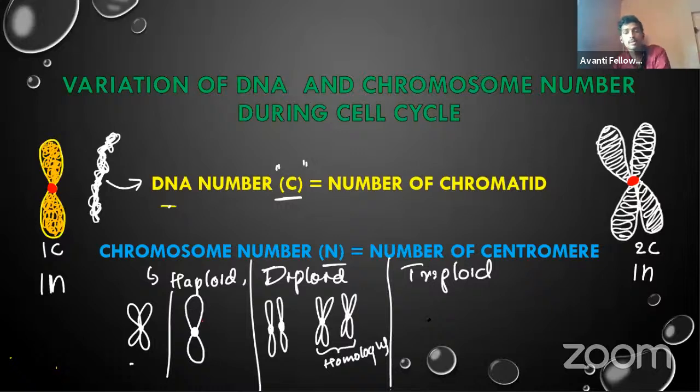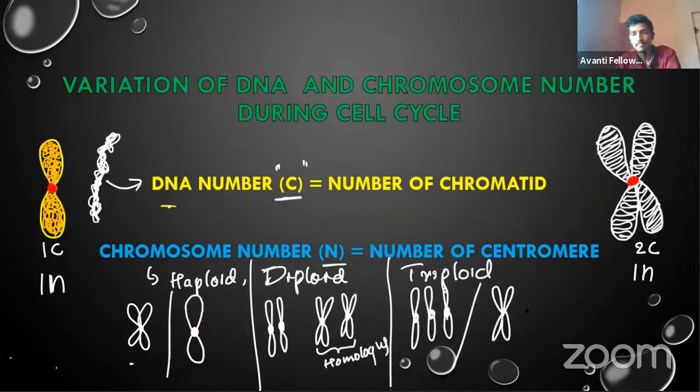So what about the triploid then? You already guessed it, right? I can write it something like this, or I can write it something like this. So this is the triploid. The chromosome number varies along with the number of centromeres, not the number of chromatids. Number of chromatids may be anything. It may be 1 chromatid or it may be 2 chromatids.